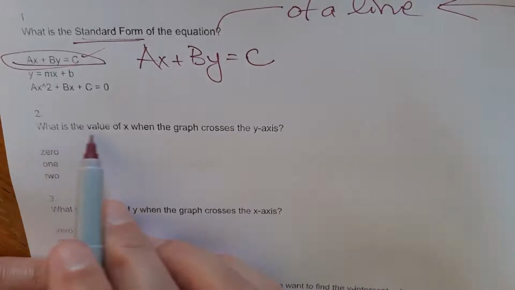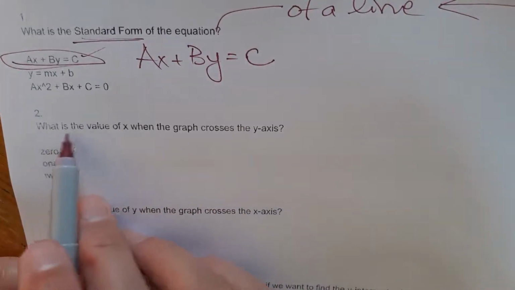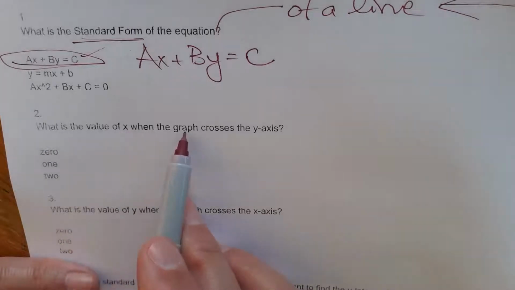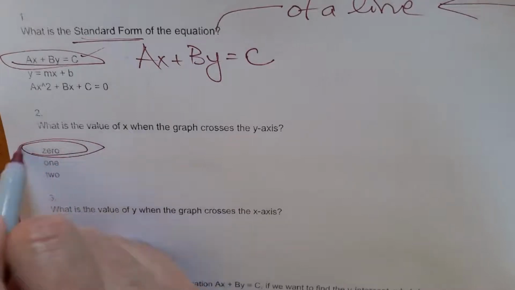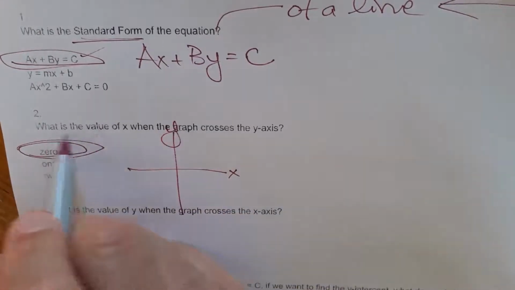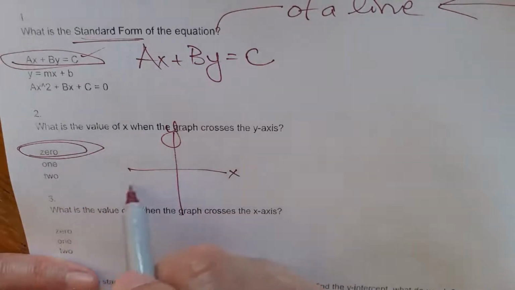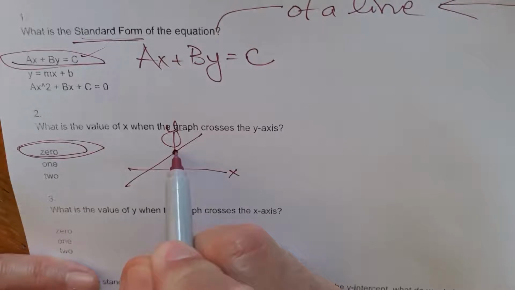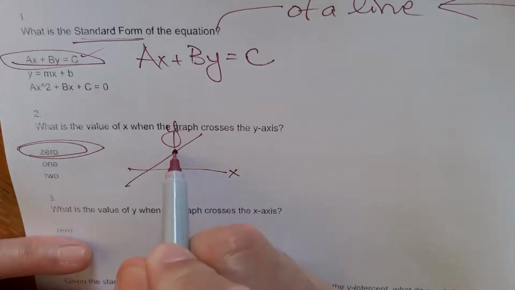What is the value of x when the graph crosses the y-axis? The answer is 0. So what does this mean? This is a little bit cryptic the way this is written. If this is x and y, what's the value of x when the graph crosses the y-axis? So say you got a graph crossing right here. It's intersecting or crossing the y-axis right there.